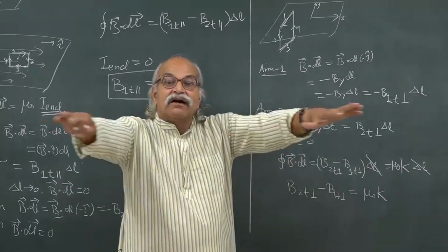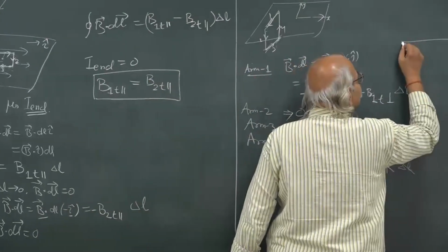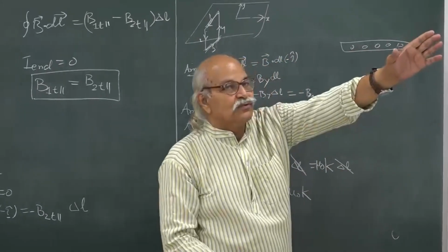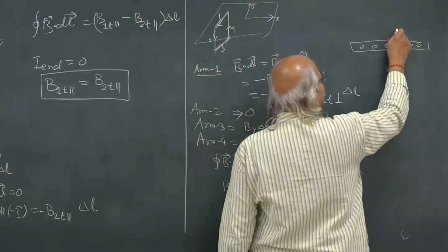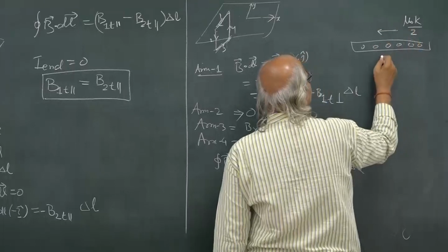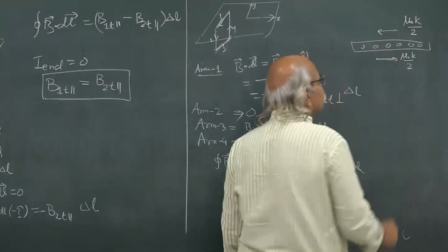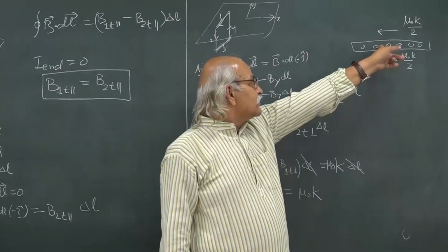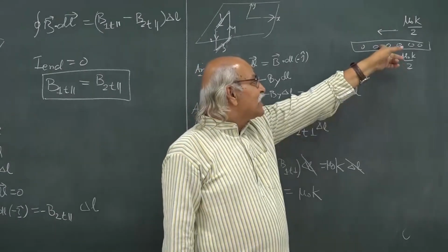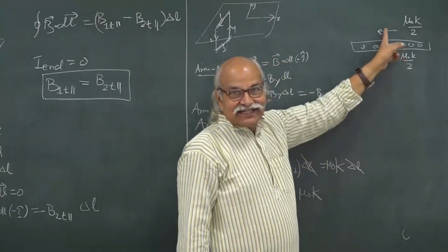Remember our large xy plane carrying current, and there we saw that if the current is represented by these dots, so that it is coming towards us, then here the magnetic field was mu naught K by 2 in this direction, and here it was mu naught K by 2 in this direction. So this is the current and this is the tangential component we are talking about. It is perpendicular to the current but tangential, parallel to the surface. You can see the change.